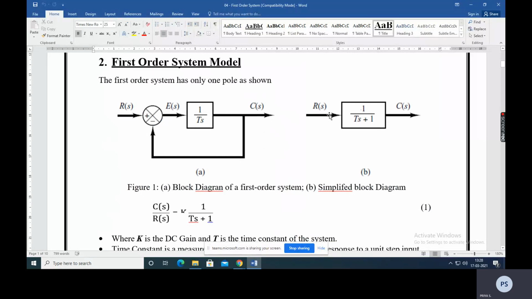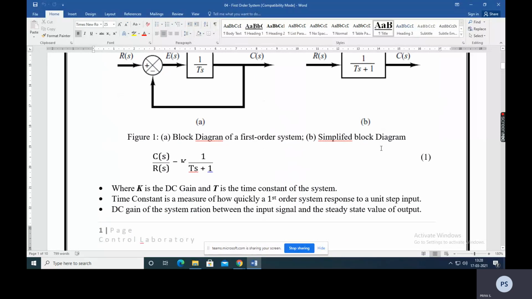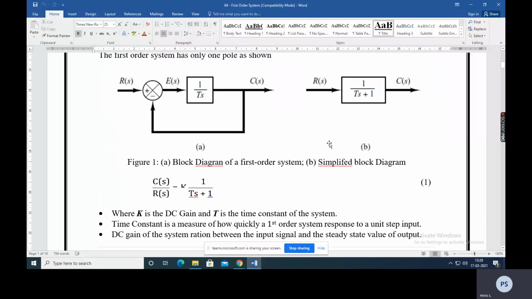When you reduce this, you get the input signal R(s) and the function 1 by Ts plus 1, and C(s) is your output. This is the block diagram of a simple first order system. When you find the transfer function for this reduced block diagram, you write the Laplace transform of output divided by Laplace transform of input, that is C(s) divided by R(s), equal to K into 1 divided by Ts plus 1.